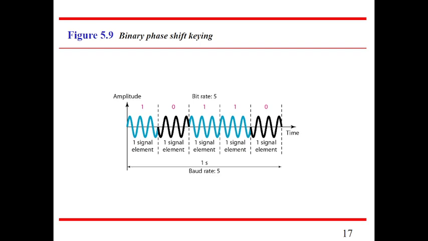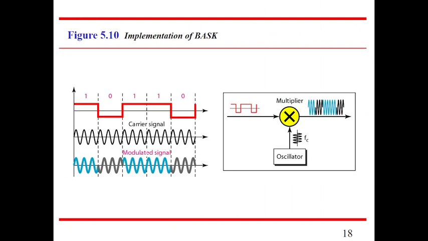And here, if the bit is 1, we are starting from 0 degree, or this is called an in-phase analog signal. And if the bit is 0, we are starting from 180 degree, or we can call it an out-of-phase analog signal. We can also call it an inverse analog signal. So for 1, it is a normal analog signal, and for 0, it is an inverse analog signal. So there will be a carrier signal. If the bit is 1, the phase will be in phase, and if the bit is 0, the phase will be out of phase.